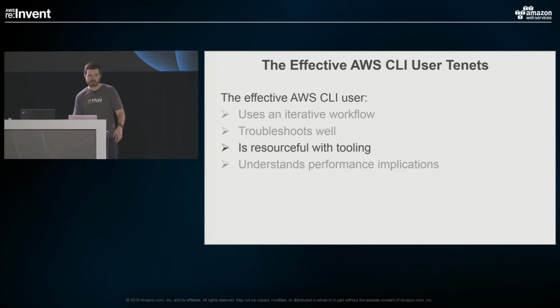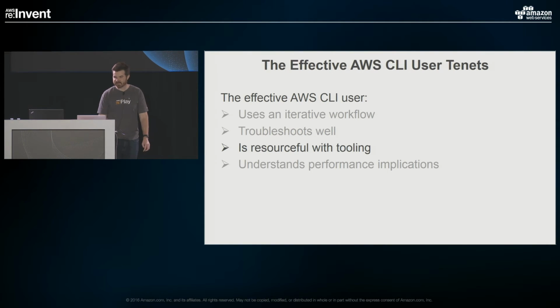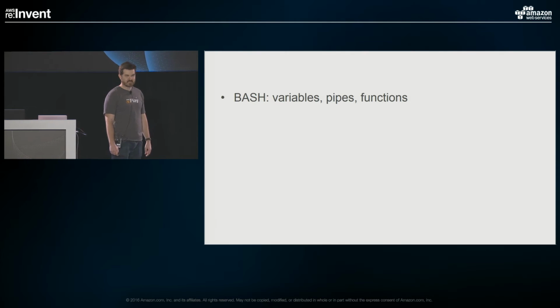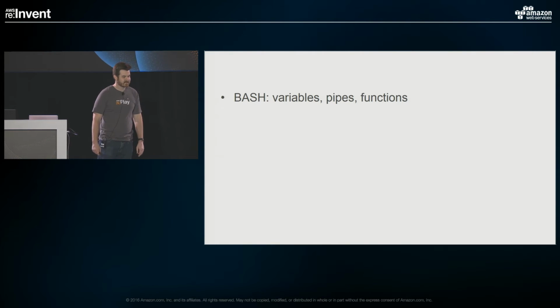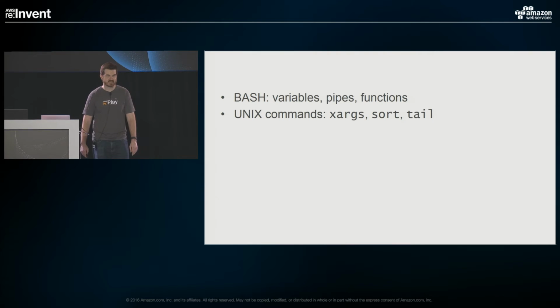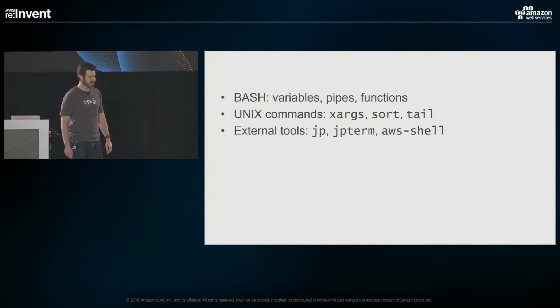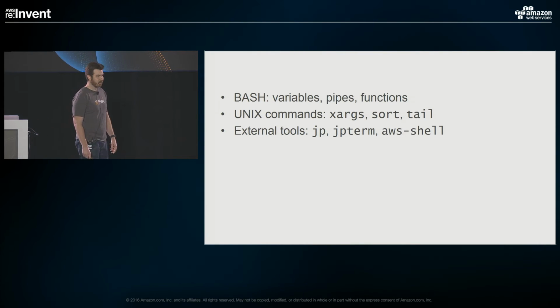So now, let's talk about the third tenet, which is that the effective AWS CLI user is resourceful with tooling. When I think of resourceful tooling, I think of using functionality outside of the AWS CLI, such as bash, Unix commands, and external tooling like JP, that JMESPath command line tool, and some of the interactive tools like JP Term and AWS Shell. I would really recommend watching last year's CLI re:Invent talk if you want to learn more about this. It goes into great depth about how you can combine these.